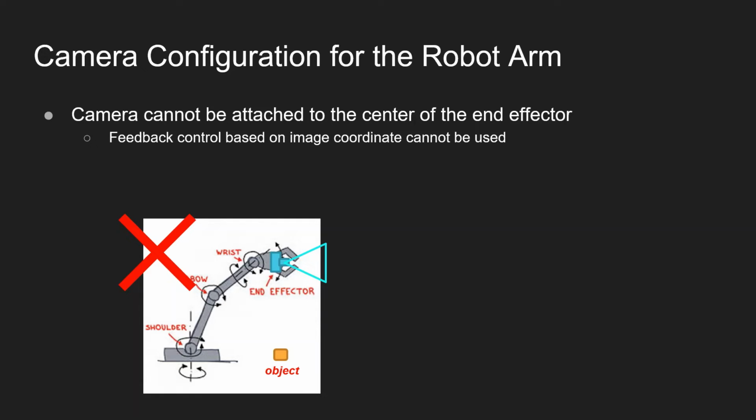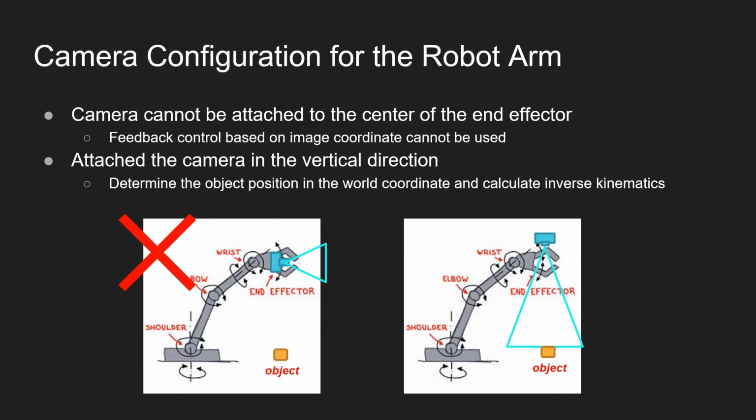This slide describes the camera configuration for the robot arm module. The camera cannot be attached to the center of the end effector, so I gave up using feedback control based on the image frame coordinates. Instead, I've attached the camera in the vertical direction, which means that I have to determine the position of the object in the world frame coordinate and calculate inverse kinematics.